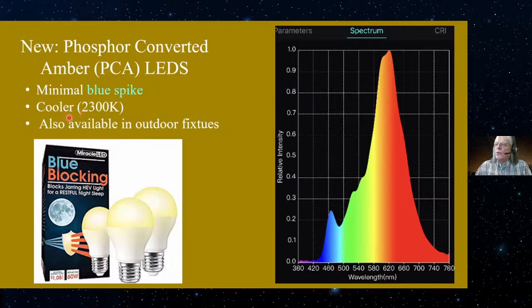They have a very low color temperature. 2300 Kelvin is nearly ideal. This is what the IDA would like all outdoor lighting to be like. So these are on all night in your house. If you convert to LEDs, great for your power, but they have that blue spike unless they're a PCA bulb.